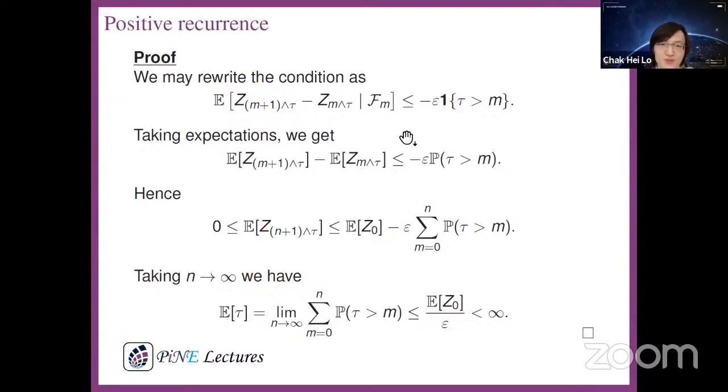Okay, and we do the telescopic sum and rearrange. Then we have this expectation is less than or equal to the expectation of Z0 minus epsilon times this sum of probabilities. Again, it's the same method. We take n goes to infinity here. Then the expectation of tau is just the limit of the sum of these probabilities. And by this condition here, because Zn is greater than 0, this thing is less than or equal to the expectation of Z0 divided by epsilon. These two are constants, things that we know, so it's finite.